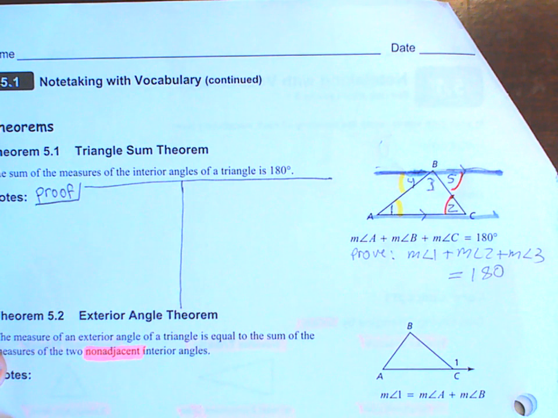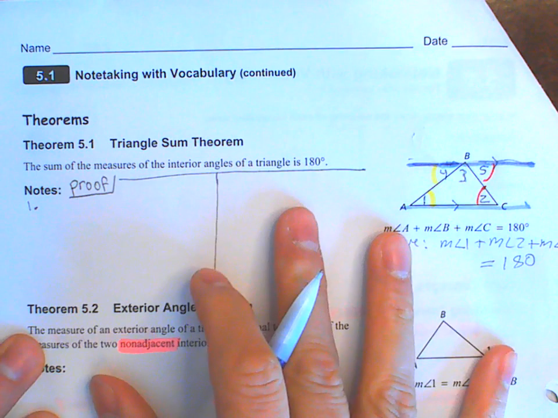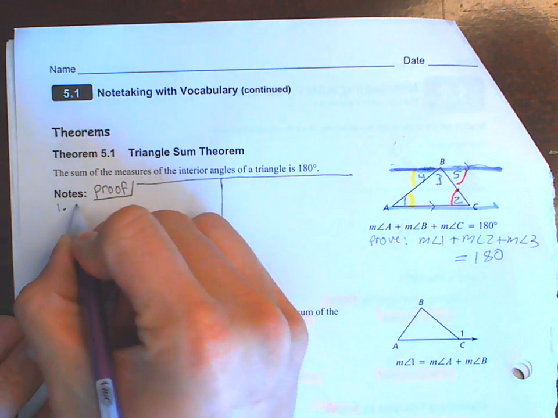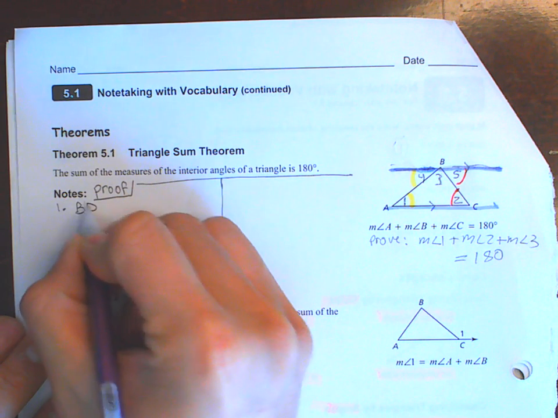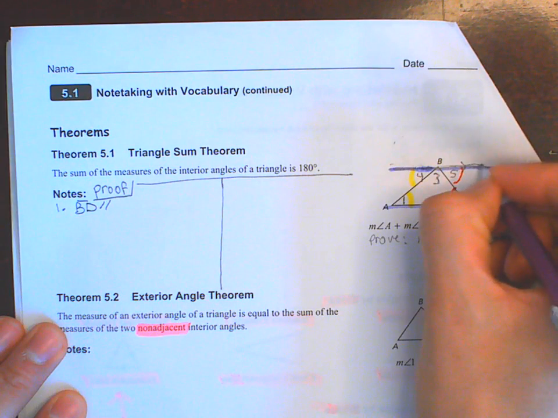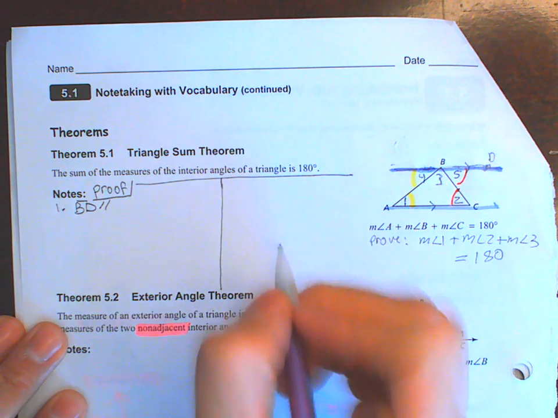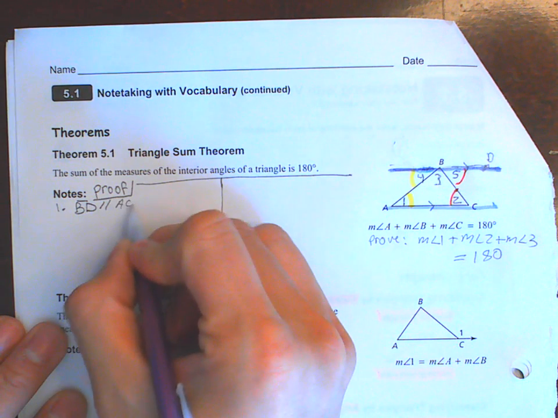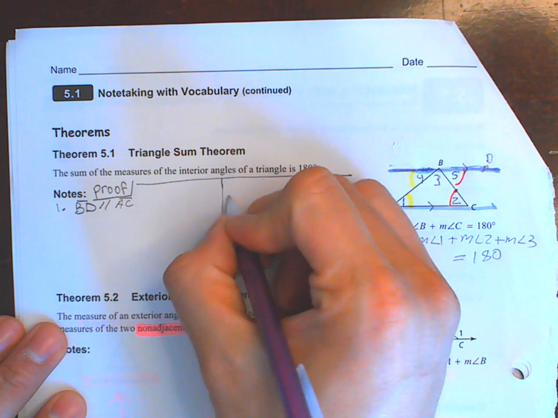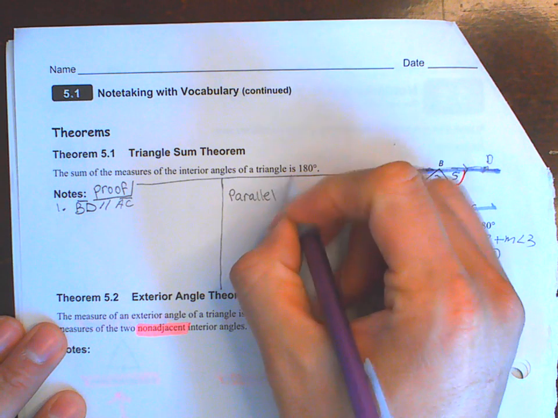Okay, so our first step is going to be, let's see if I can fit it all in here. What we did is we drew line BD. I didn't put the D, so you can put a D right there. Line BD parallel to line AC. That's what we did. And this is called the parallel postulate.